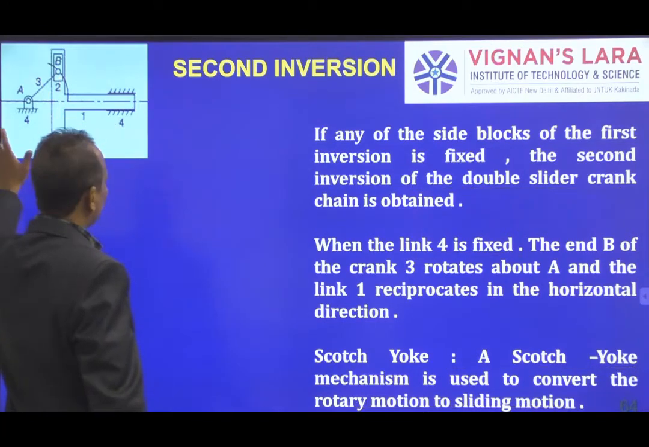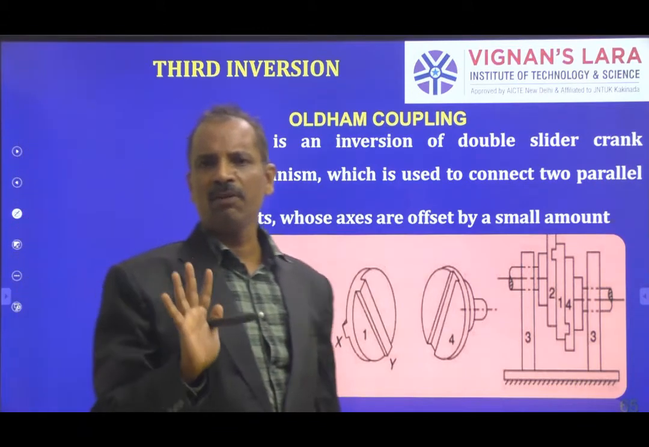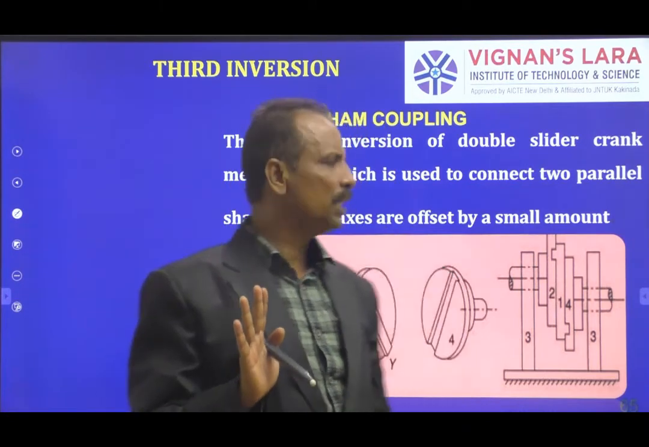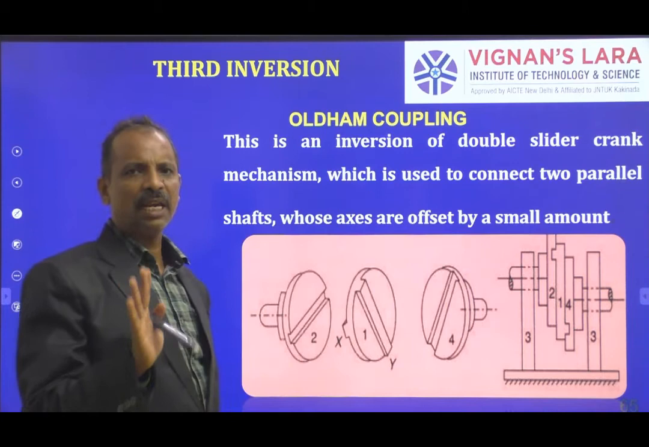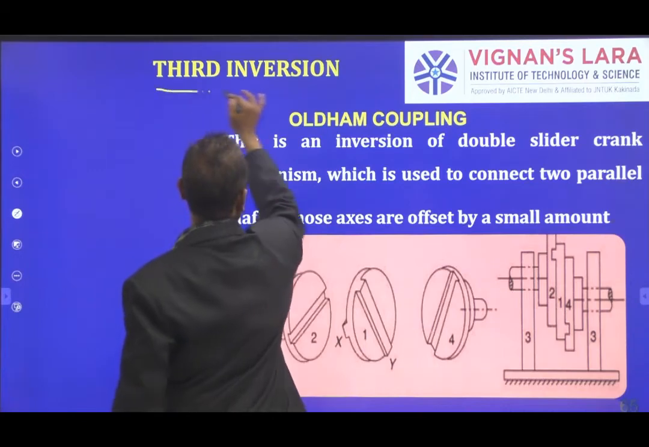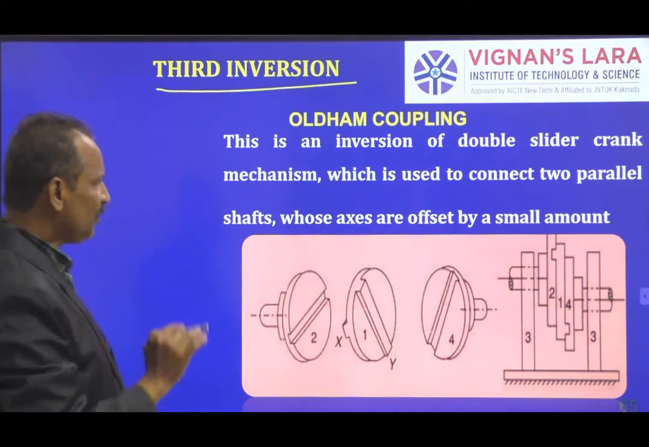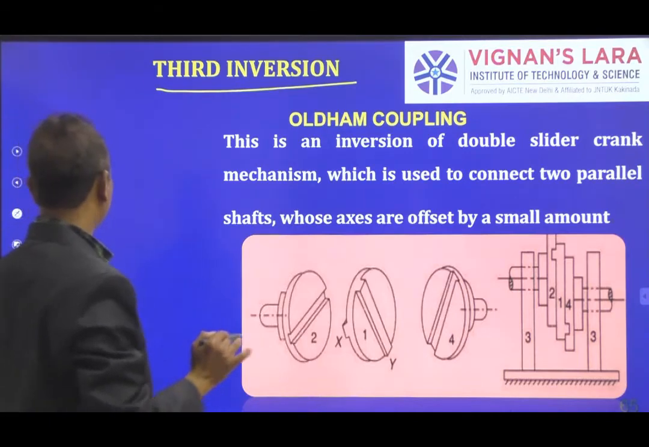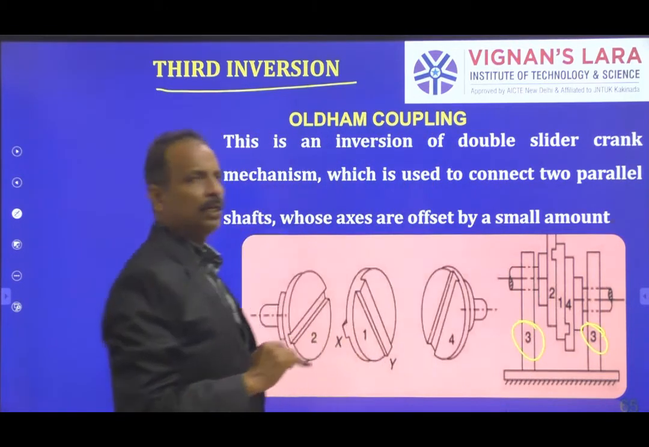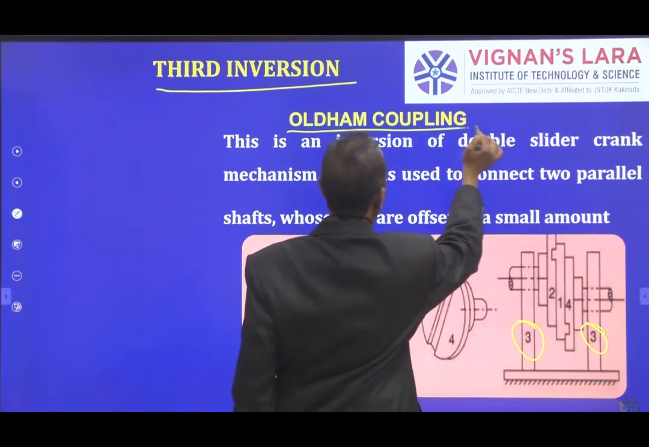And finally, the last inversion, the third inversion. Here we don't get 4 inversions because the sliders are 2 in number. Fixing any one of the sliders will result in the same mechanism. That's why we get only 3 inversions. What is the third inversion? Let us see. This is the third inversion where we fix link number 3. So link number 3 is fixed. It gives a device called an Oldham coupling.